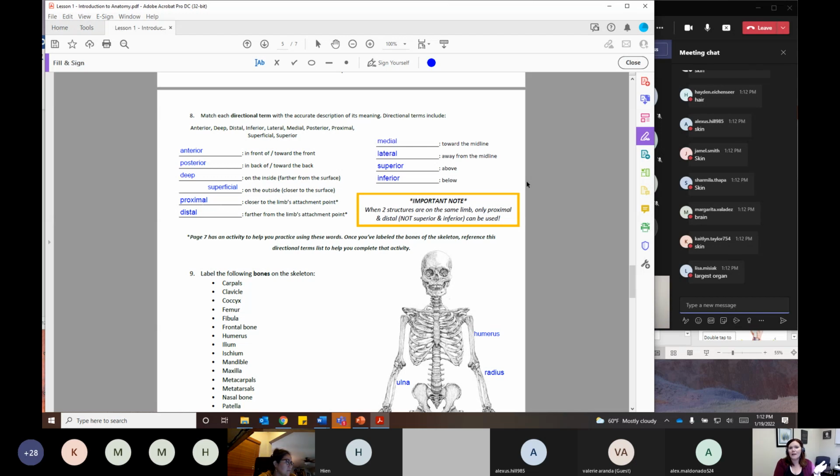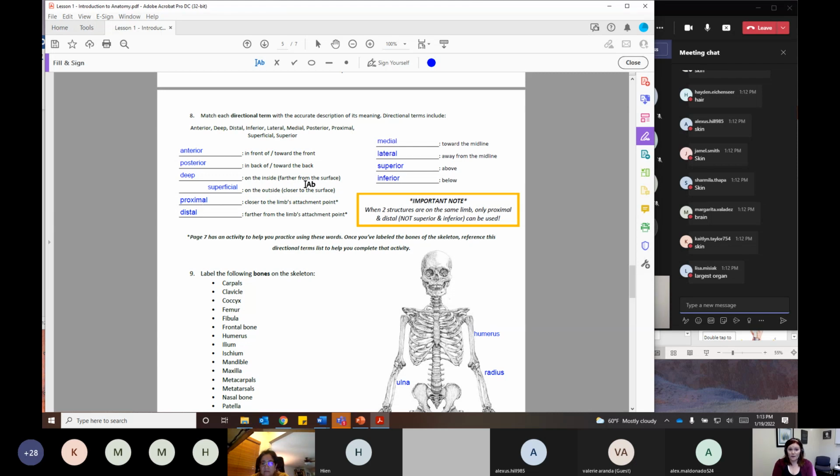So anytime I'm comparing something to the skin, it doesn't matter what I'm comparing to the skin, I would always say that the skin is superficial. So the skin is superficial to the heart. The skin is superficial to the ribs, or vice versa. I could say that the heart is deep to the skin. The ribs are deep to the skin. So I only can use these deep and superficial terms when we're completely wrapped around something. Keep that in mind.